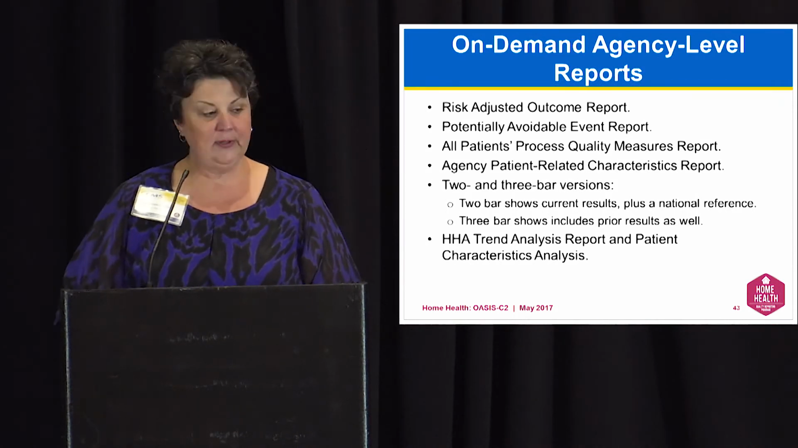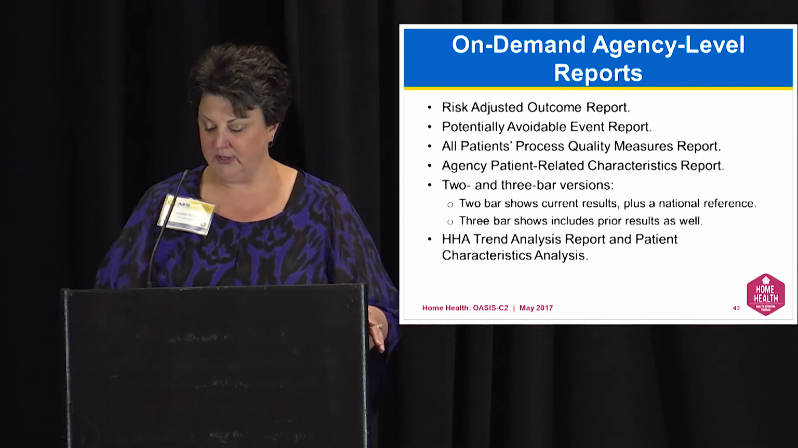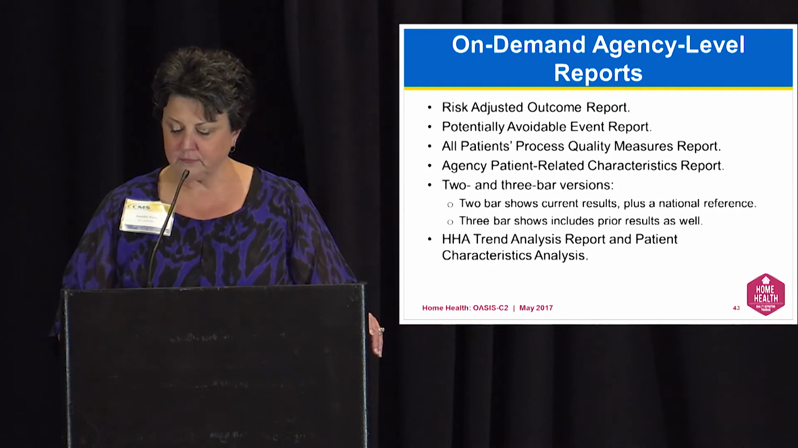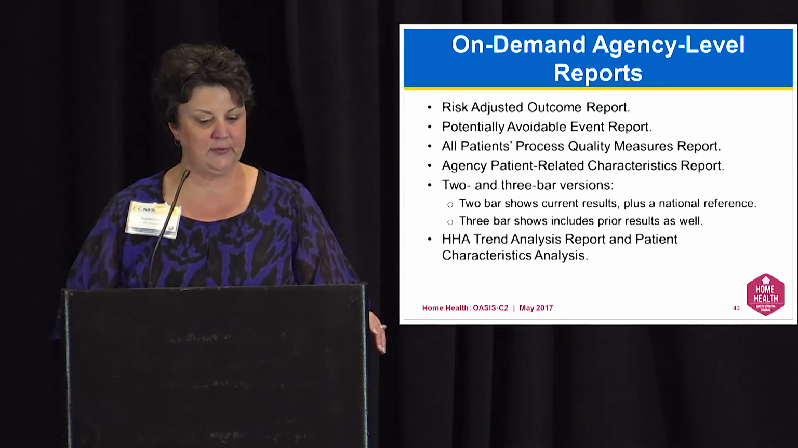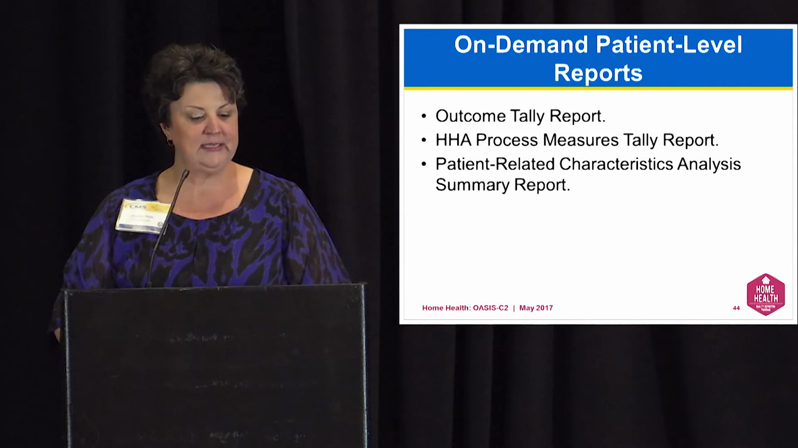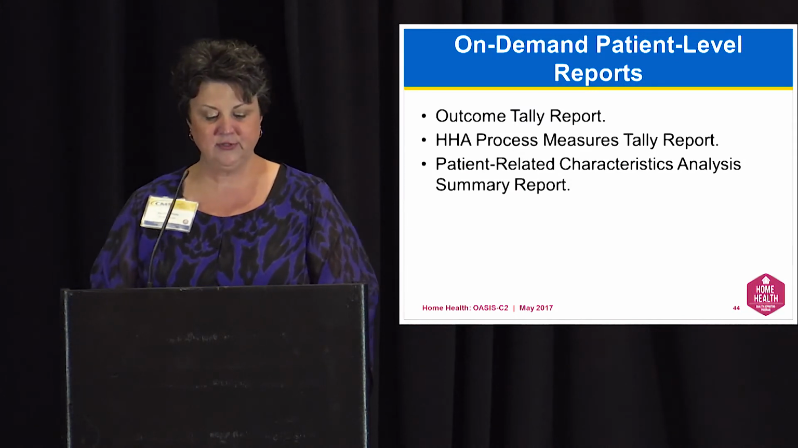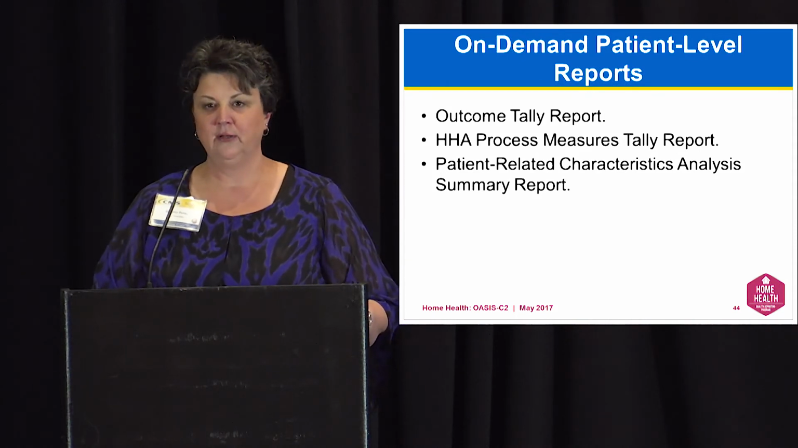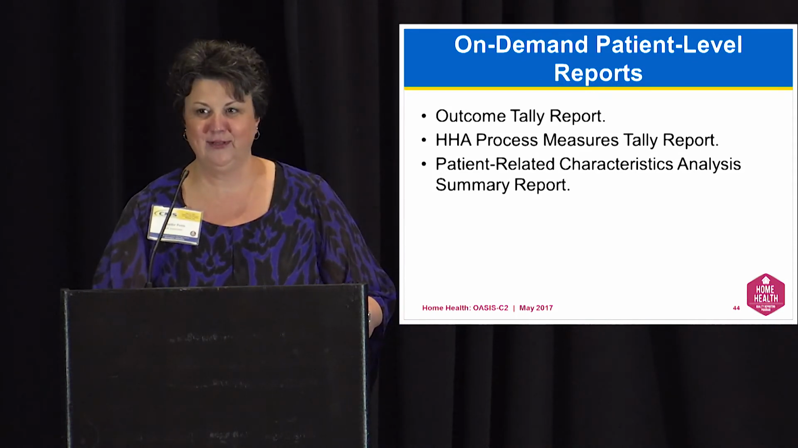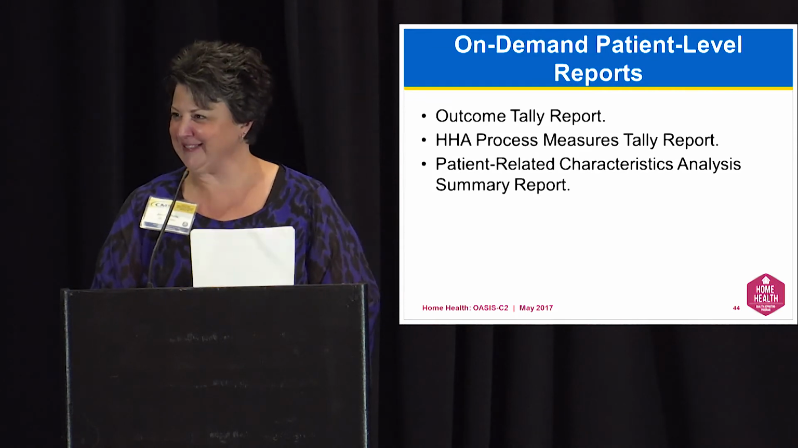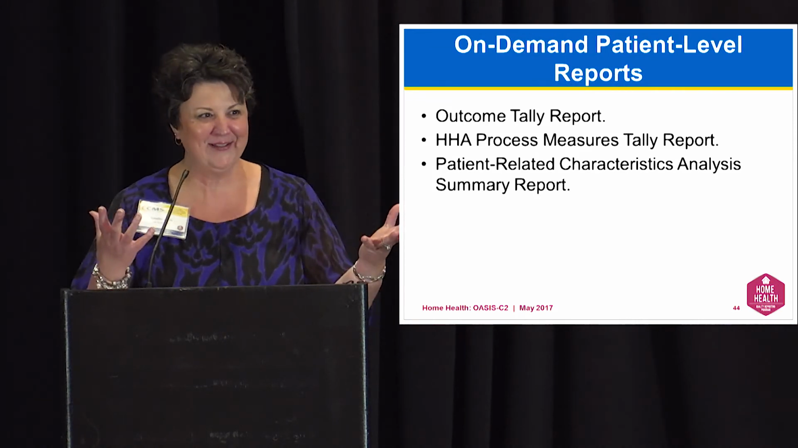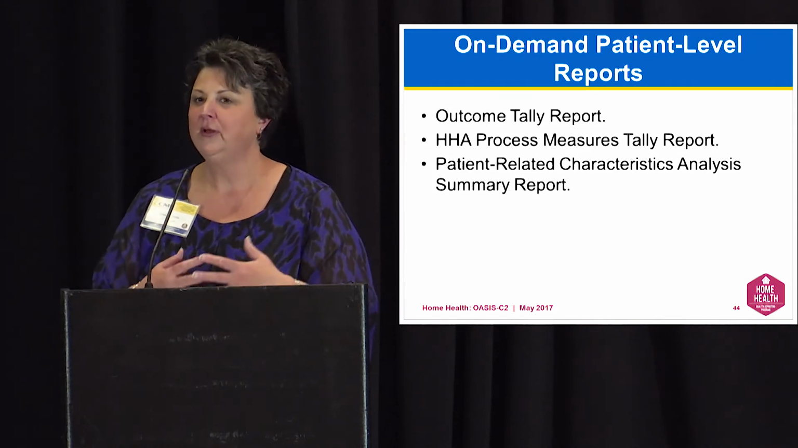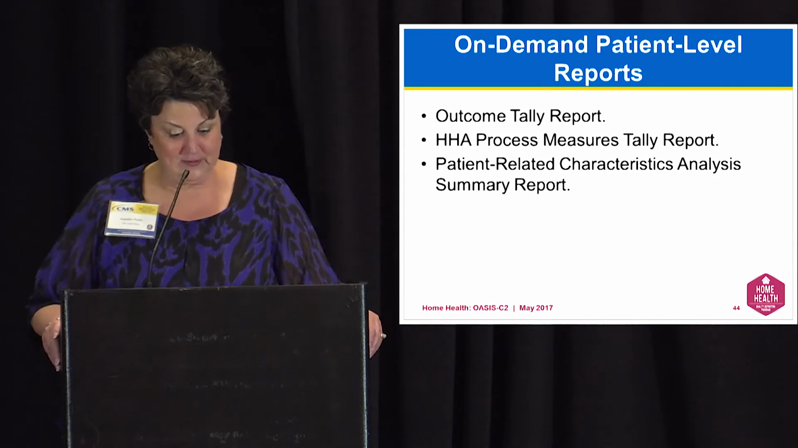We do have an example of a home health agency trend analysis report. I mentioned that report to you earlier, and of the characteristic analysis reports. We'll also look at the outcome tally report, the home health process measures tally report, and the patient-related characteristics analysis summary report. Okay, and there's a quiz on all those. Did you get them? No. Lots of reports, huh? It's kind of overwhelming, like, what do I do with all these? But again, each one has its purpose. That manual will really walk you through what you can do with all these different reports.